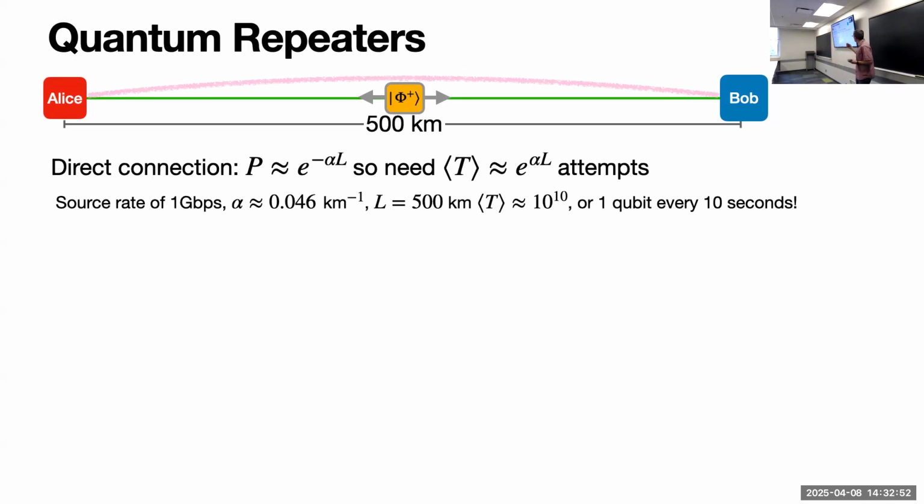But if we just plug in the numbers here, say we have a gigabell pair per second source, and 0.2 decibels per kilometer corresponds to, on the non-decibel scale, an alpha in Beer's law of about 0.046 per kilometer. The loss is 10 to the minus 10. We're going to need about 10 to the 10 attempts in order for this to work. So even with our nearly unrealistically high 10 gigabell pair per second source, we're going to get an entangled bit every 10 seconds or so. So hardly a high bandwidth, right?